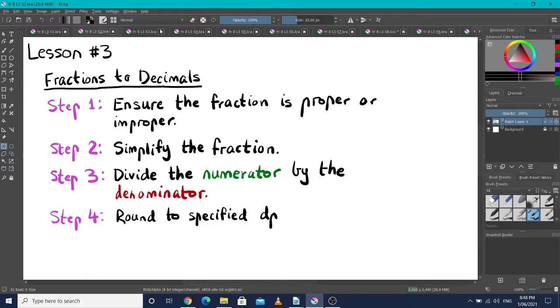So first of all, we are looking at converting fractions to decimals, and here are a few steps to follow to get to the answer. Step 1 is to ensure the fraction is a proper fraction or an improper fraction. So if you are given a mixed fraction for your question, then you must convert this mixed fraction to an improper fraction. Step 2 is optional, but it will further demonstrate your understanding, which is to simplify the fraction. And then step 3, divide the numerator by the denominator. And then step 4, which is to ensure you get the correct number of decimal places.